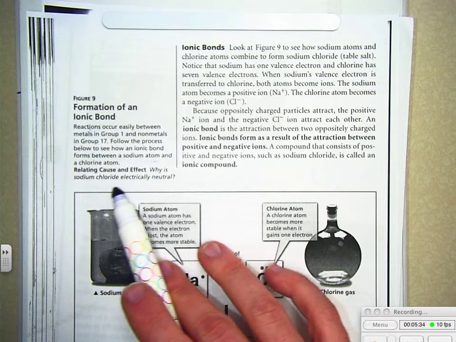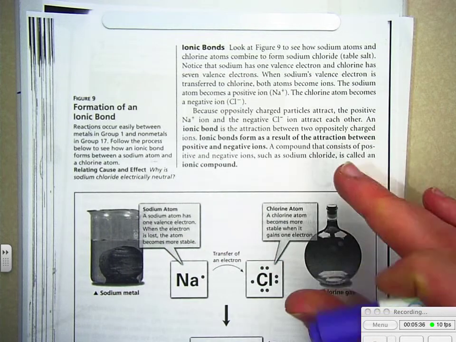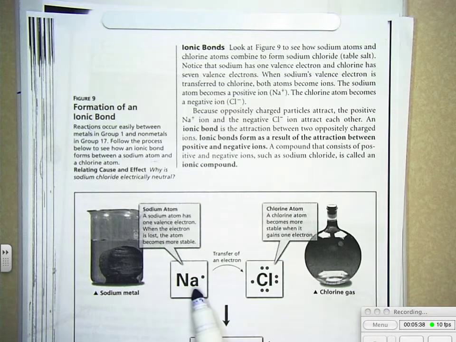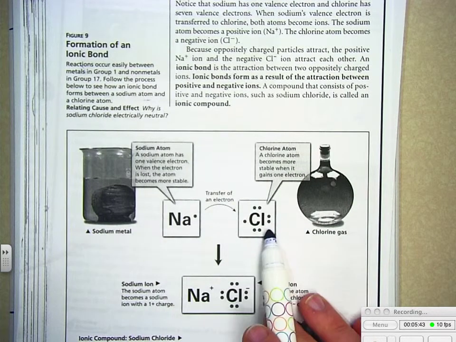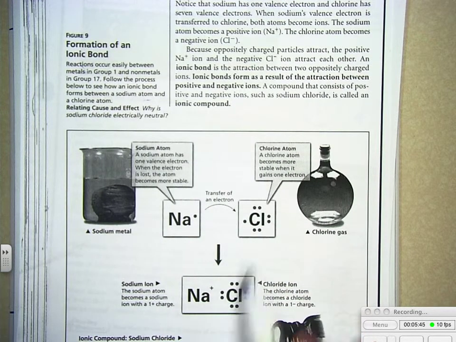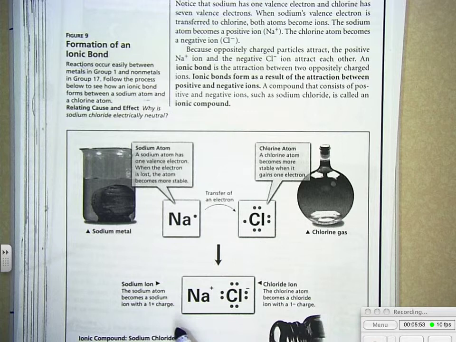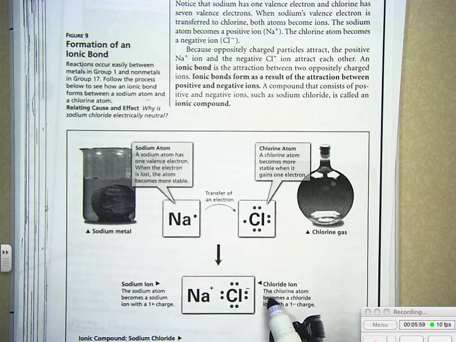Why is sodium chloride electrically neutral? Okay, so here's sodium with its 1 valence electron. It gives it to chlorine, so chlorine now has 8 valence electrons and is negative, and sodium doesn't appear to have any valence electrons, and it's positive. The sodium atom becomes a sodium ion with a charge of +1. The chlorine atom becomes a chloride ion with a charge of -1.